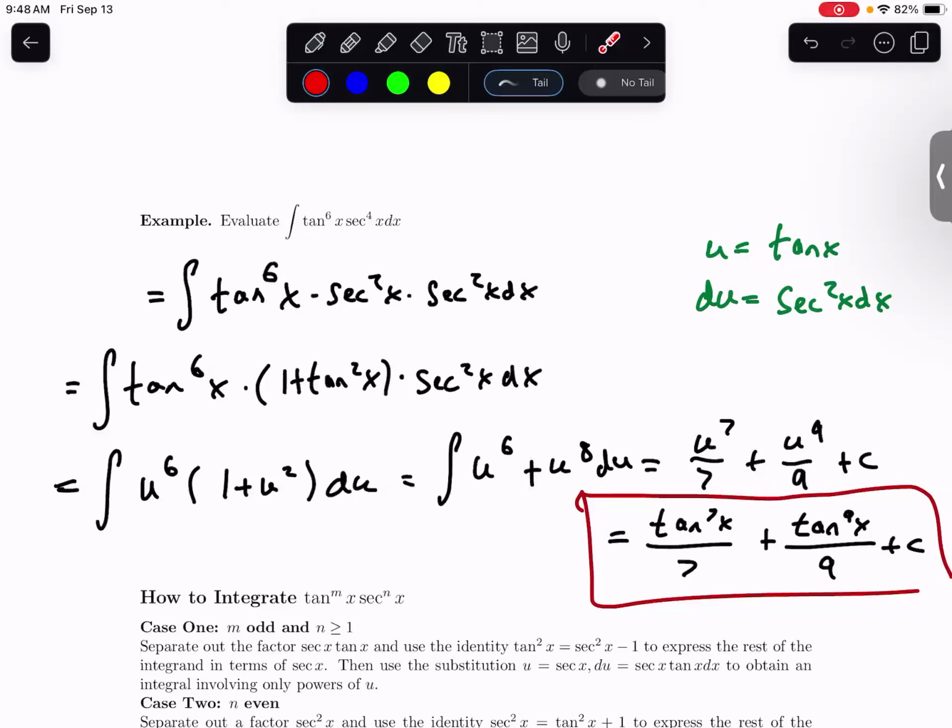Where did the secant squared at the end go? So for tangent to the 6th, 1 plus tan squared times secant squared. What did you do with the secant squared at the end? Yeah, so that was the du right here. So we let u be tangent of x. If you take the derivative, you get secant squared of x dx. And so the secant squared of x dx just becomes our du at the end here. Then everything else is in terms of tangent, so we can express it in terms of u. Does that make sense? Yes.